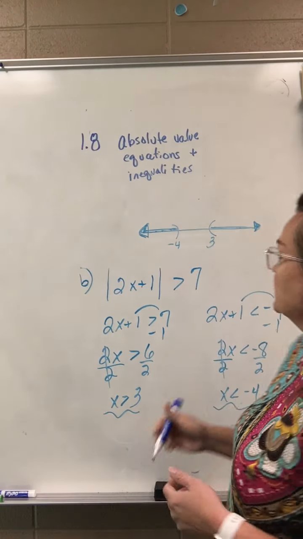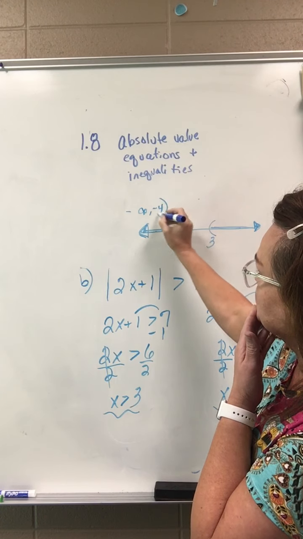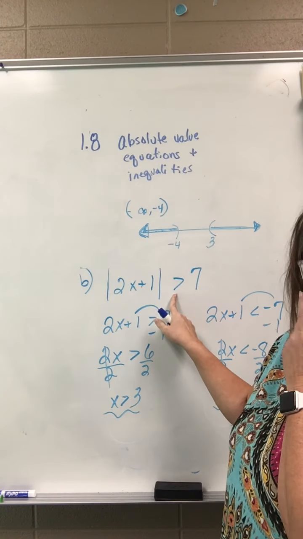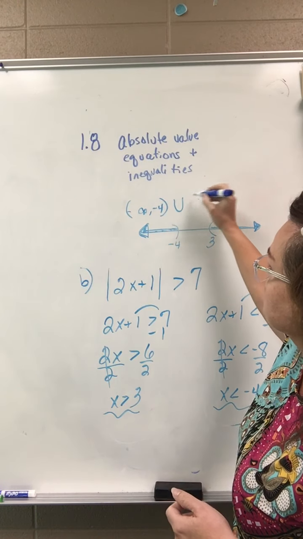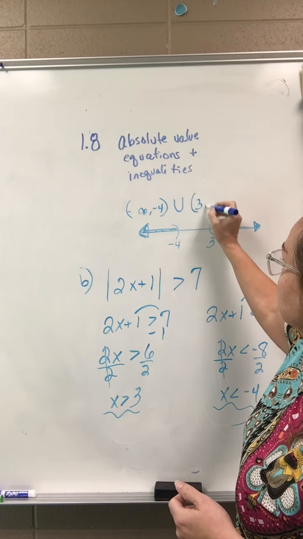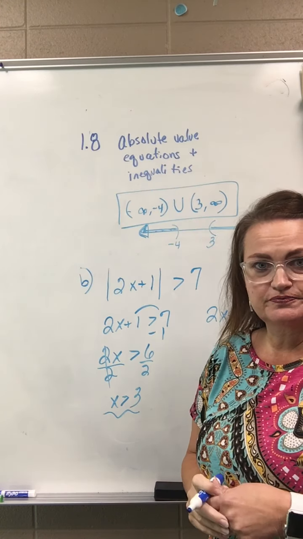So how are we going to write that? We're going to write this interval as negative infinity up to negative 4. And again, no line under these. So when there's no line, you use a parenthesis. And we put a union symbol. And then the next interval is 3 to positive infinity. And that would be how we'd have our final answer.